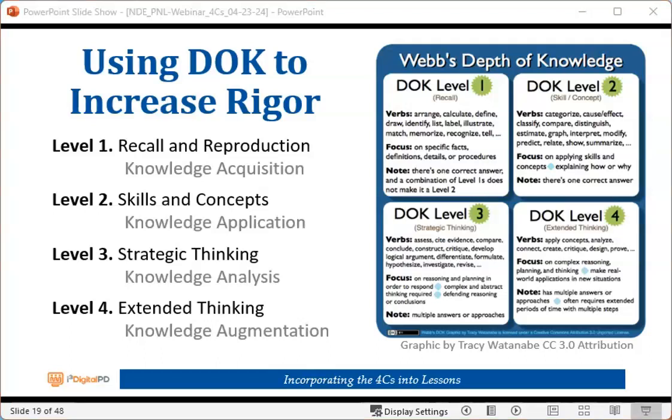So when you think about the complexity of thinking, right? Level 1 is recall and reproduction. Level 2 is skills and concept. Level 3 we just saw was strategic thinking, and level 4 is extended thinking. But really, it's just acquisition of knowledge, it's application of knowledge, analysis of knowledge, and augmentation. That's why I love it so, level 4 is so fun.